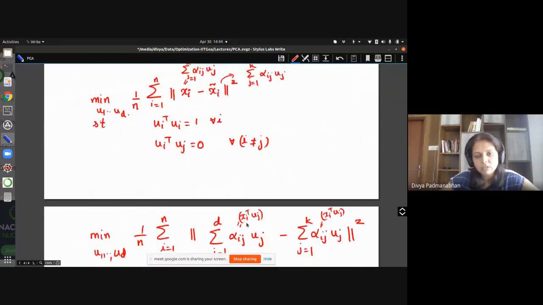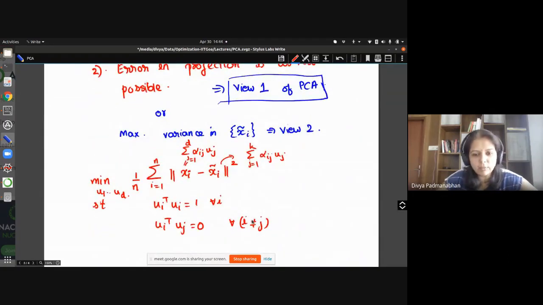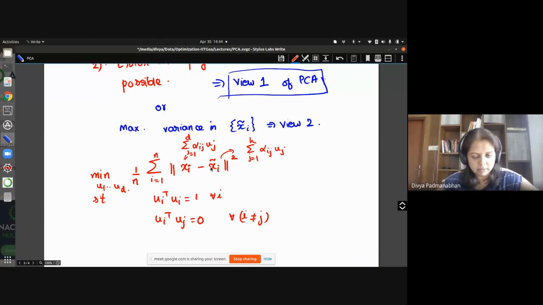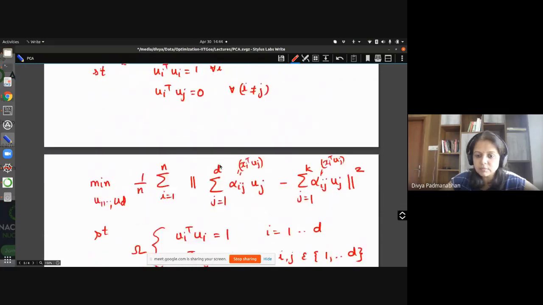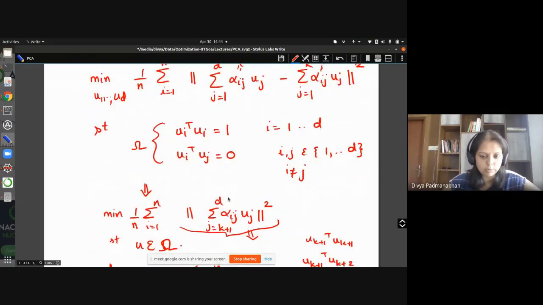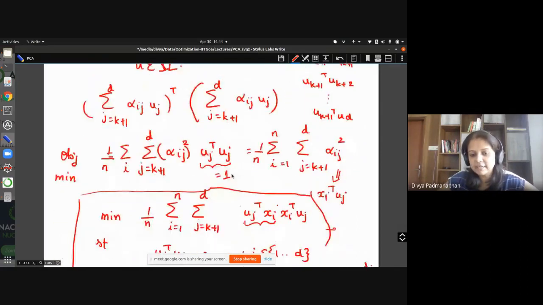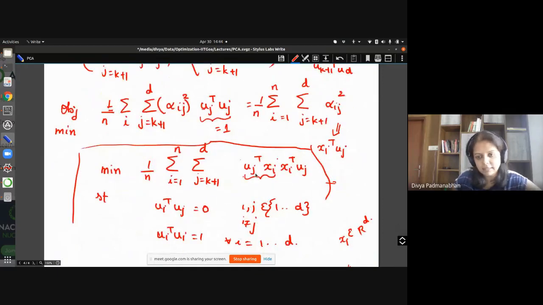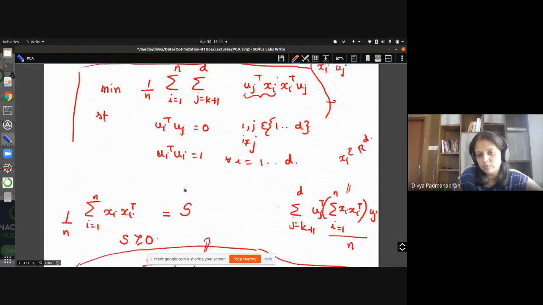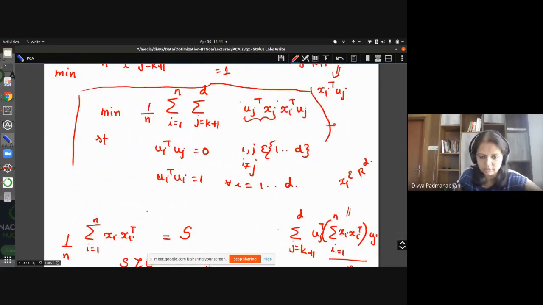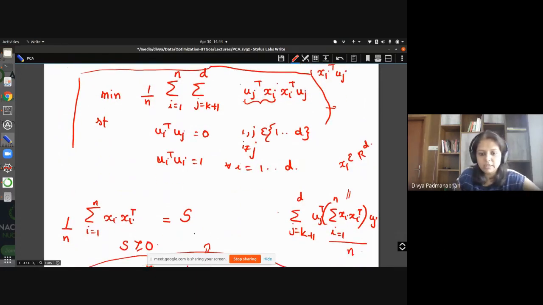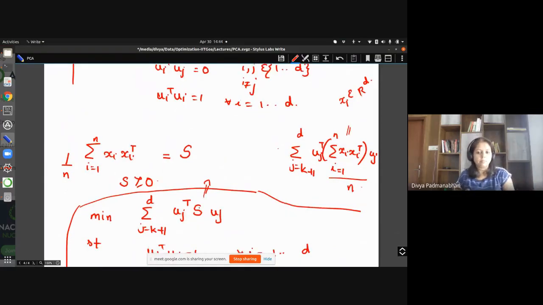Because you used only the first k vectors to represent x tilde, the error is the remaining terms, right? The terms from k plus 1 to d, alpha ij uj. Those terms are something that you are not capturing when you do the projection, and that is exactly the error. And that error we can write in a slightly different manner. If you take the summation xi xi transpose as one matrix, then you can just write it as the summation of uj transpose s uj.